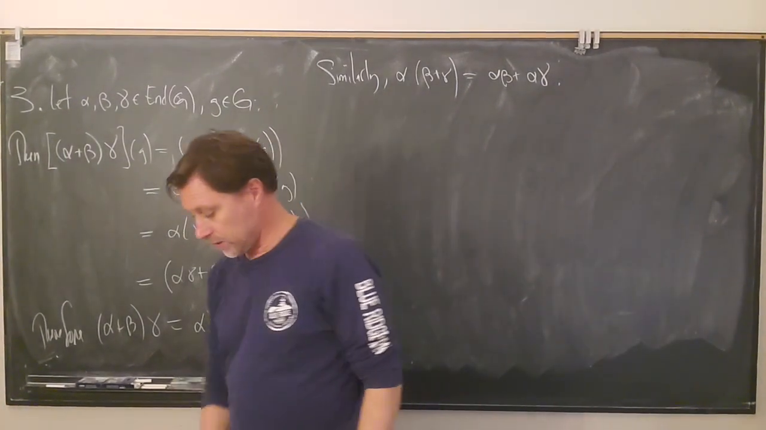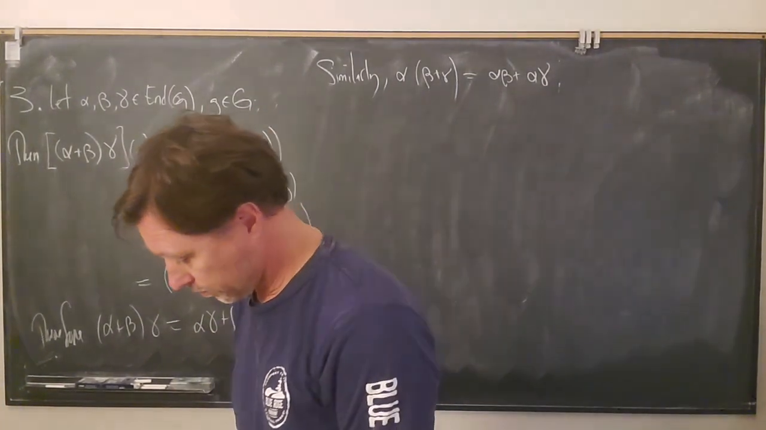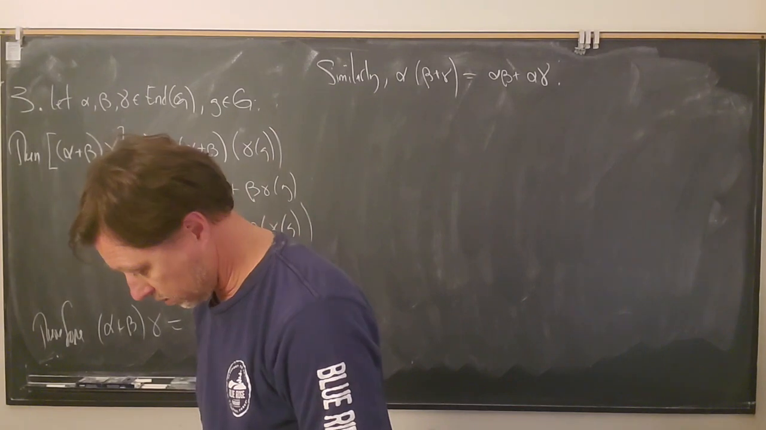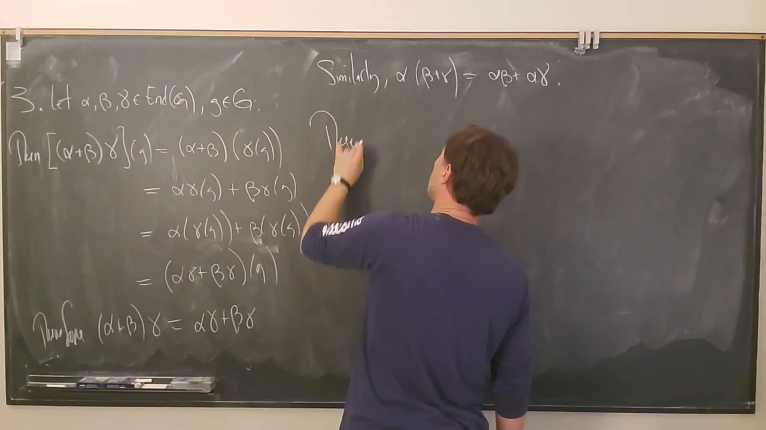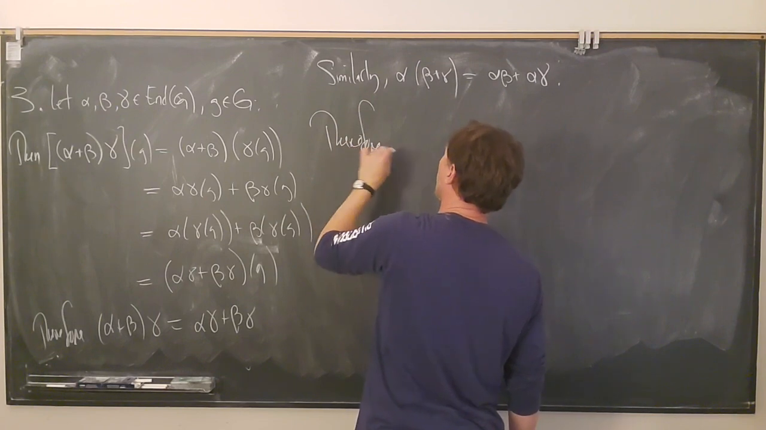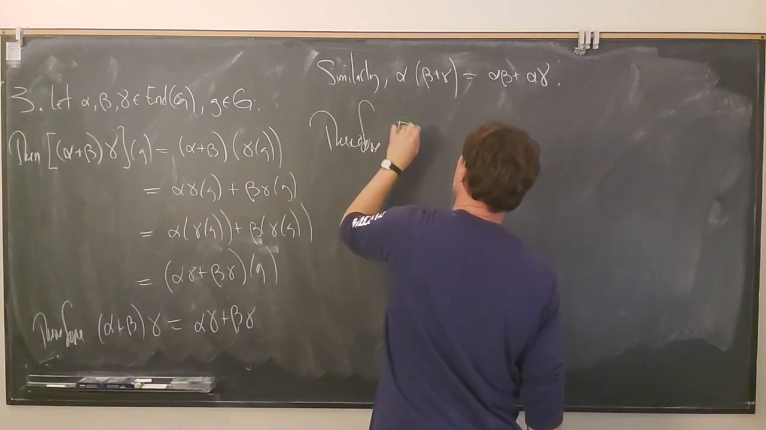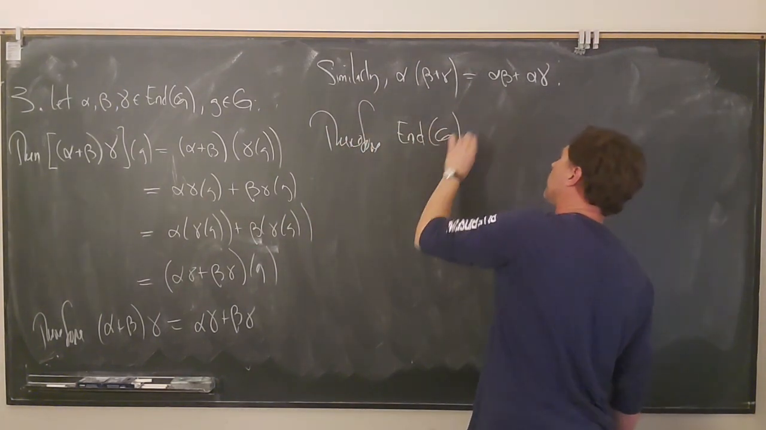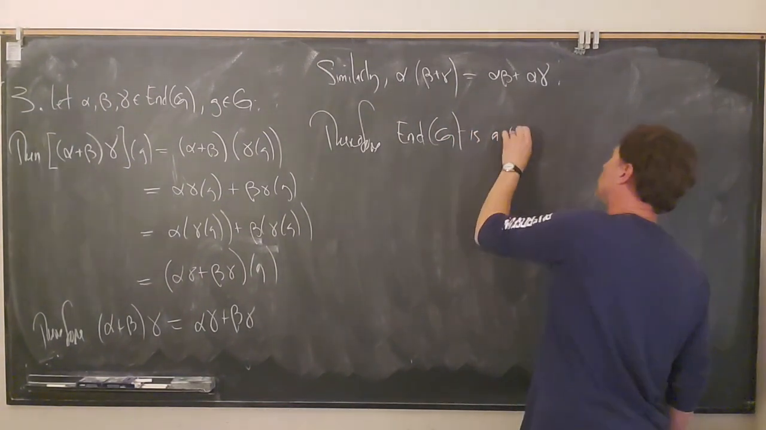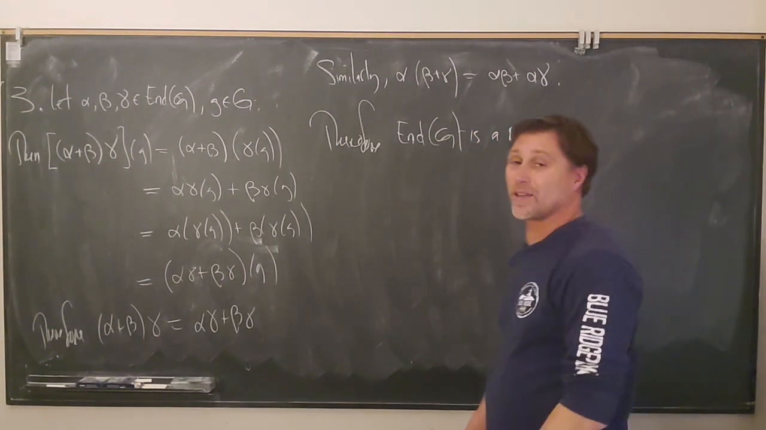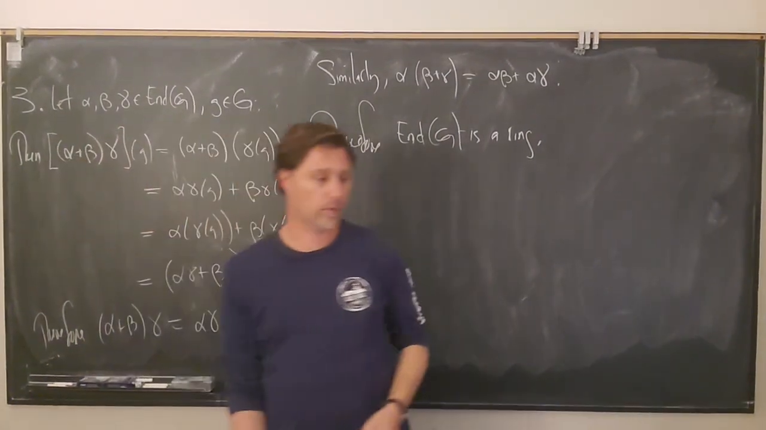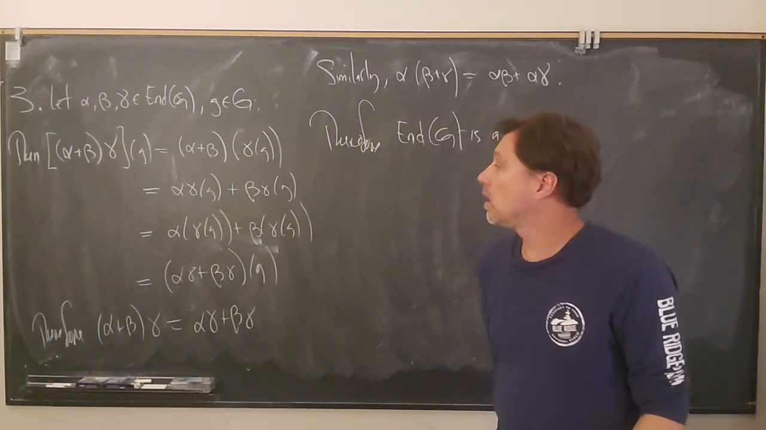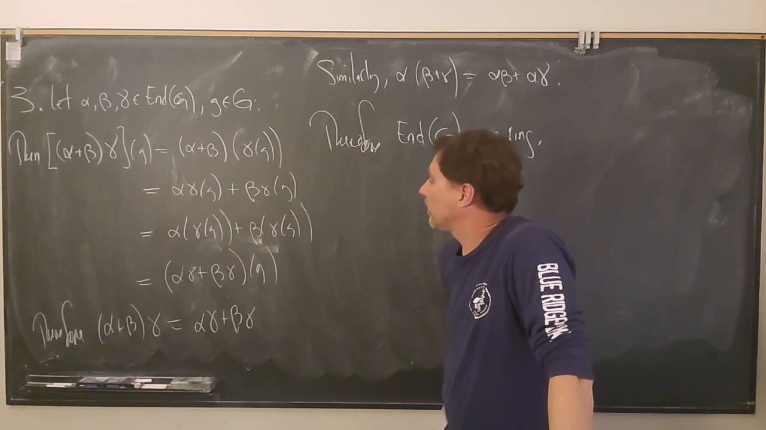All right, so that completes the proof. I'm trying to write a concluding sentence. Okay, so we'll say therefore End G is a ring. So notice there's a lot of work involved in showing directly that you've got a ring when you start off abstractly like that. So that took a little bit of time.